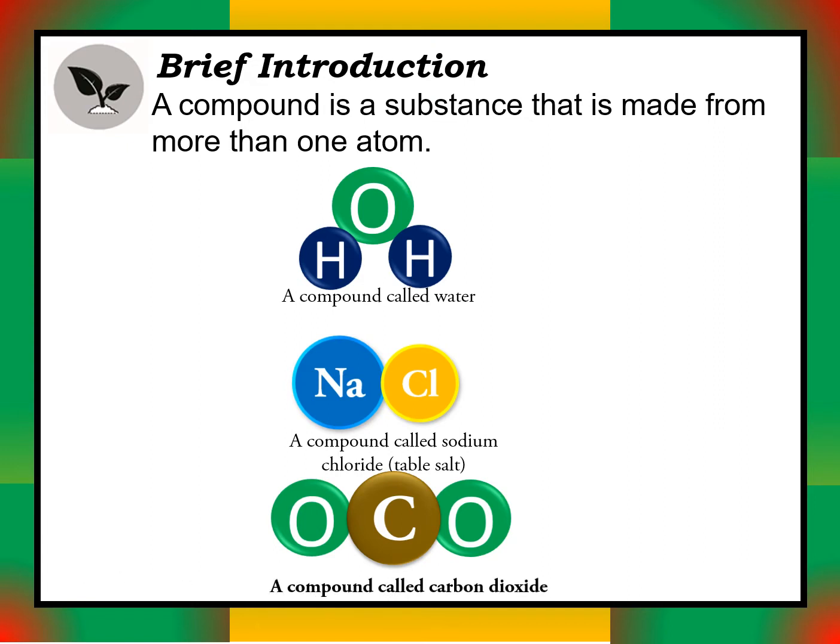For carbon dioxide, carbon atoms and oxygen atoms. So you have atoms of carbon and oxygen to form carbon dioxide. How many atoms of oxygen? 2. How many atoms of carbon? Only 1. Okay? For water, you have 2 atoms of hydrogen and 1 atom of oxygen. So that's how a compound is formed: a combination of 2 or more atoms of an element.